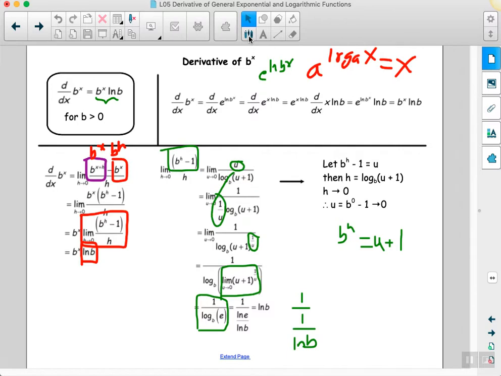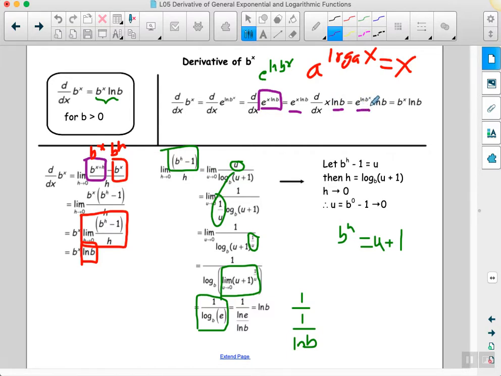The derivative of e to the x ln b. I'm going to use the chain rule here. The derivative of e to the x is itself times the derivative of the exponent. So I now have e to the x ln b times d by dx of x ln b. And of course, remember this is a constant, so the derivative of x is 1, I get 1 times ln b. So I'm just going to get e to the ln b times x times ln b.